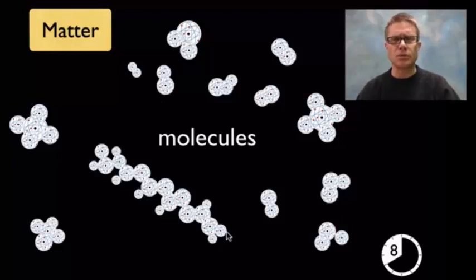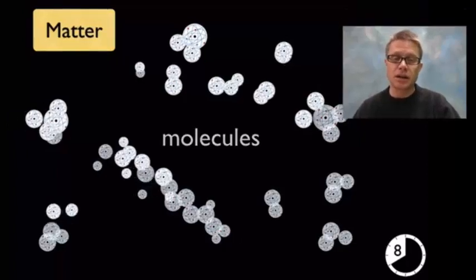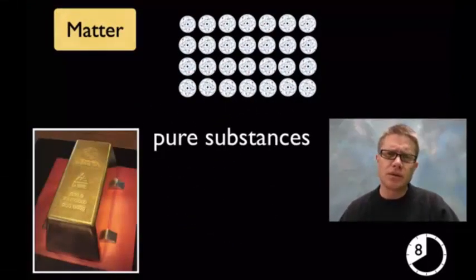Some will have thousands, like a big protein is going to have thousands of atoms, but molecules are still made up of atoms connected together. If we have a number of different atoms that are exactly the same, we call that a substance. And so this bar of gold right here is just made of gold.